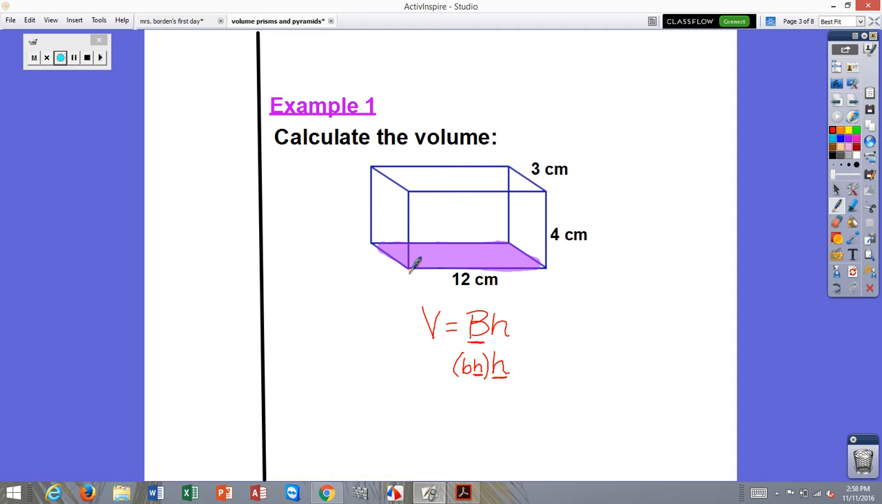Okay? So 12 times 3, because this is parallel to this, so 12 times 3 would give us the area of the base. And then times the height of the prism. The height of the prism is 4, because that's how tall our prism is. So 12 times 3 is 36, and 36 times 4 would be 144. So we would have a volume of 144 centimeters cubed.